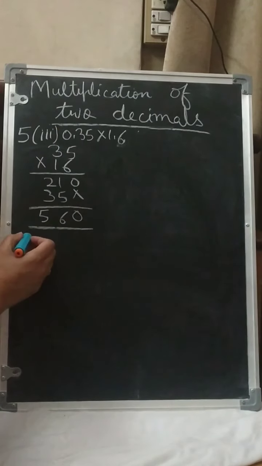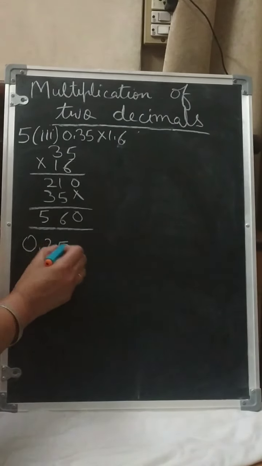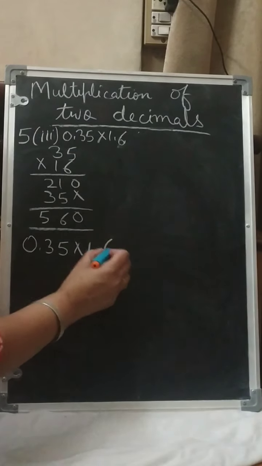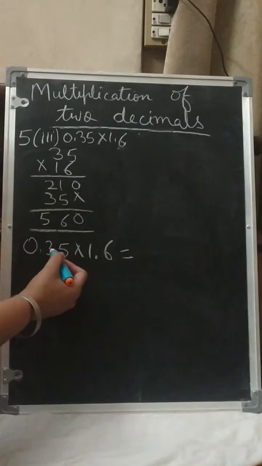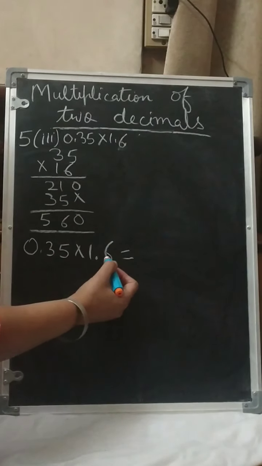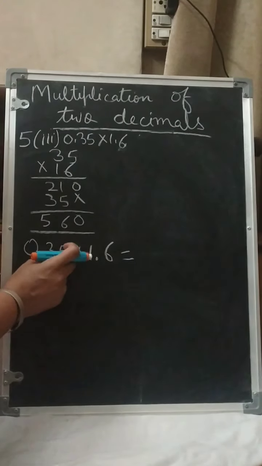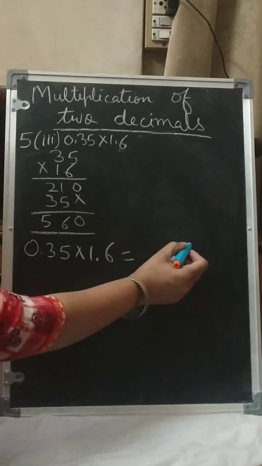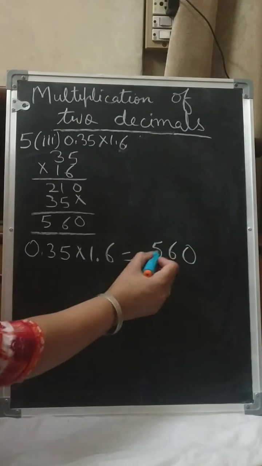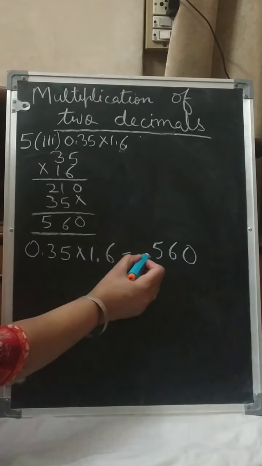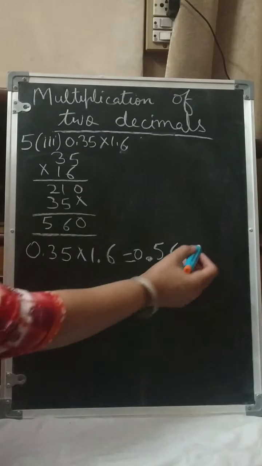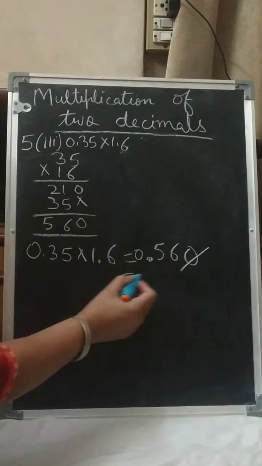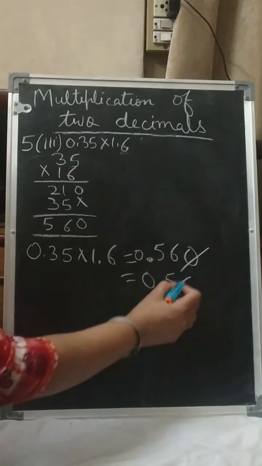But in these questions we want a decimal in the answer. How to write that answer? After 2 digits here is the point and here after 1 digit the point. So total 1, 2, 3. After 3 digits we want the point. 1, 2, 3. Here we have to put the point and the starting 0 we can write ourselves. This 0 has no value. So your answer will be 0.56.